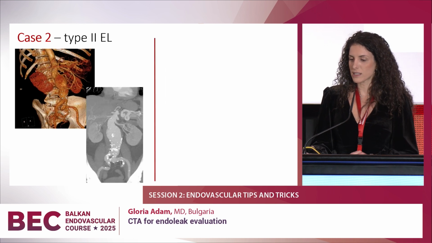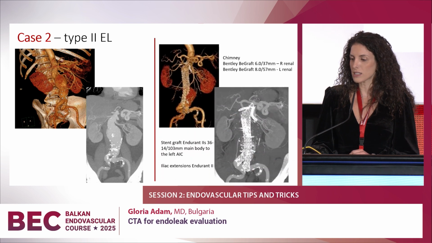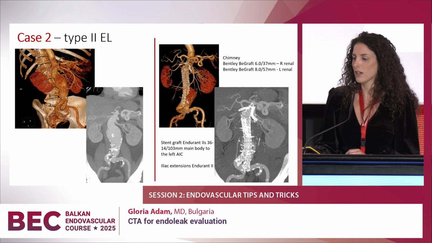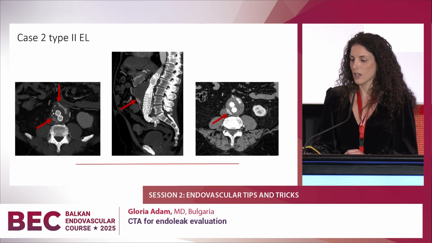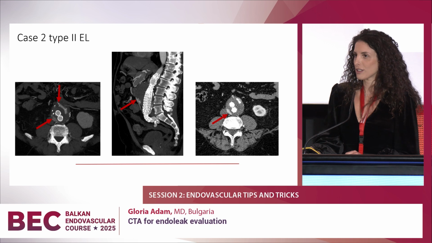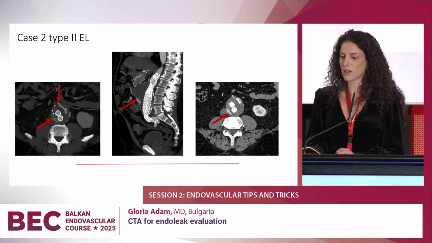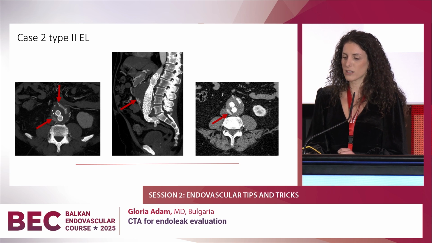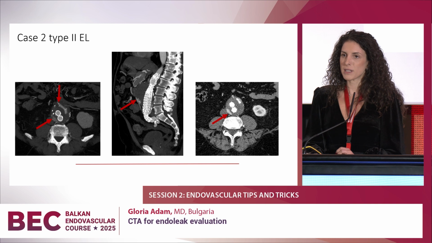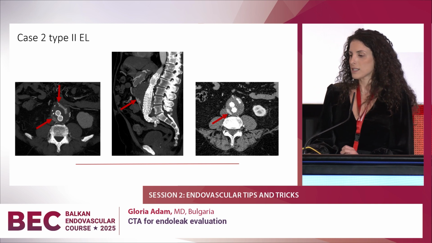The second case is a patient with aneurysm of the abdominal aorta and the common iliac arteries. Because it is too close to the renal arteries, it was decided to do the chimney technique with Bentley graft stents to the right and left renal arteries and an Endurant stent graft with iliac extensions. But what we can see after the follow-up of the patient after the procedure, there are 2 endoleaks, type 2, from a lumbar artery at the back of the aneurysm sac and from the arteria mesenterica inferior at the front of the sac of the aneurysm.